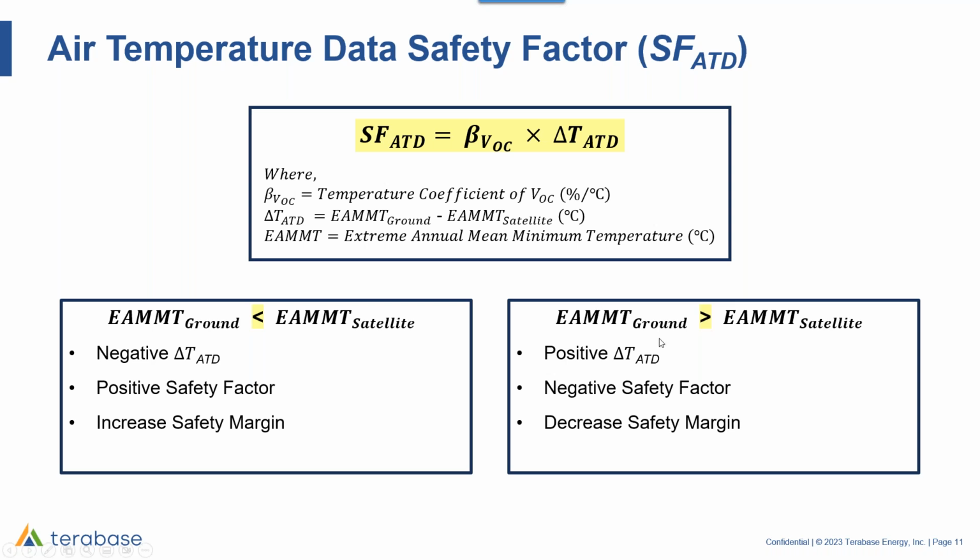Conversely, on the box on the right, when ground extreme annual mean minimum temperature is greater than our satellite data extreme annual mean minimum temperature, this results in a positive delta T, a negative safety factor and provides justification to help reduce some of the safety margin.